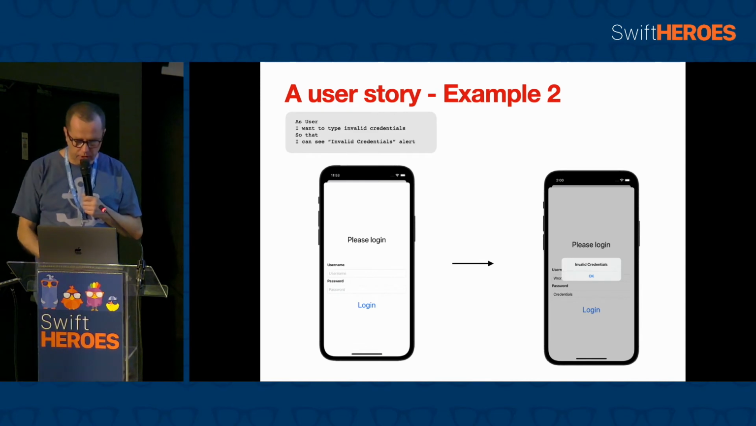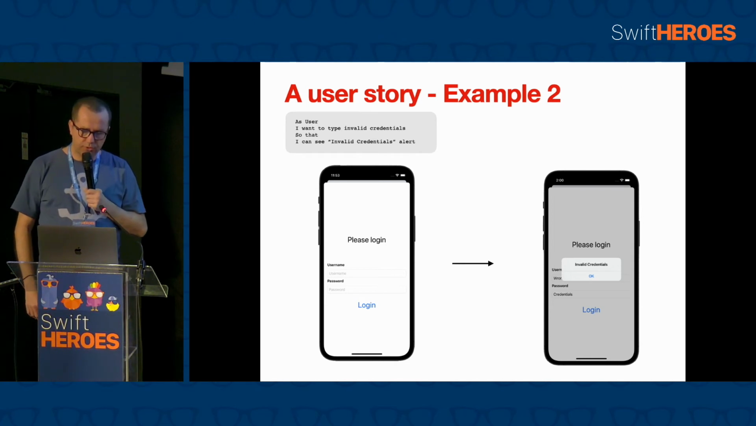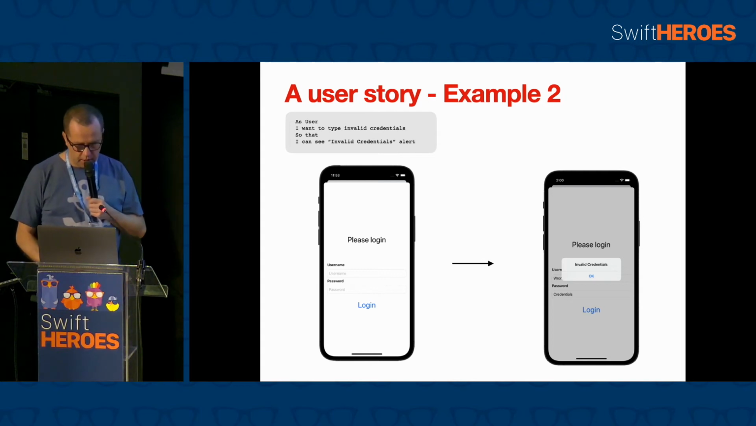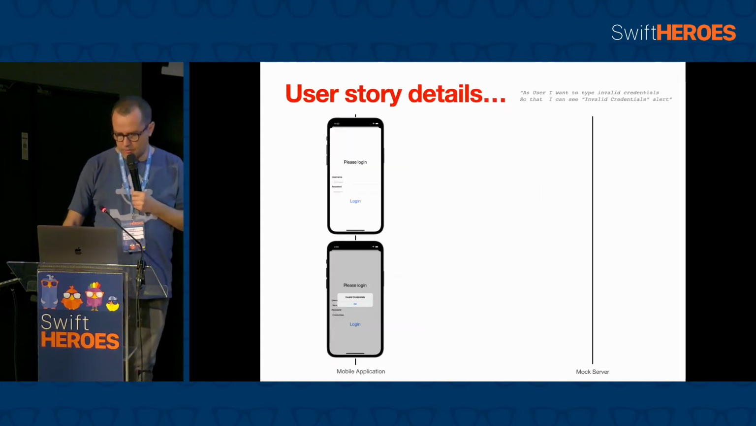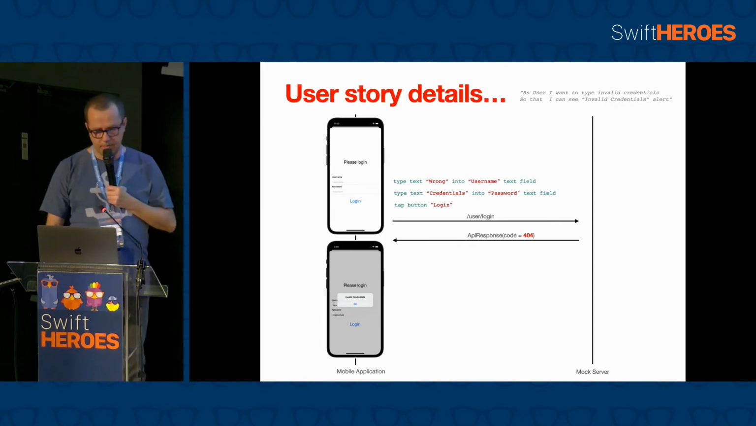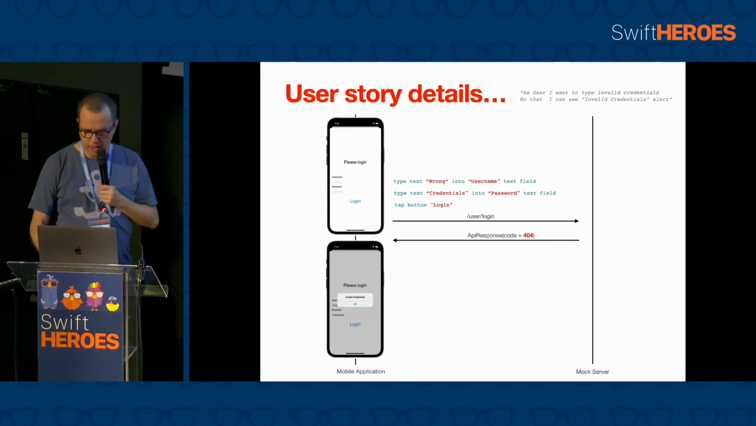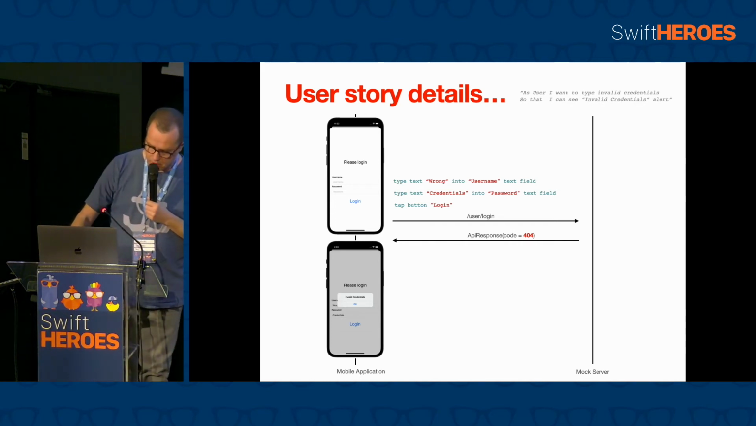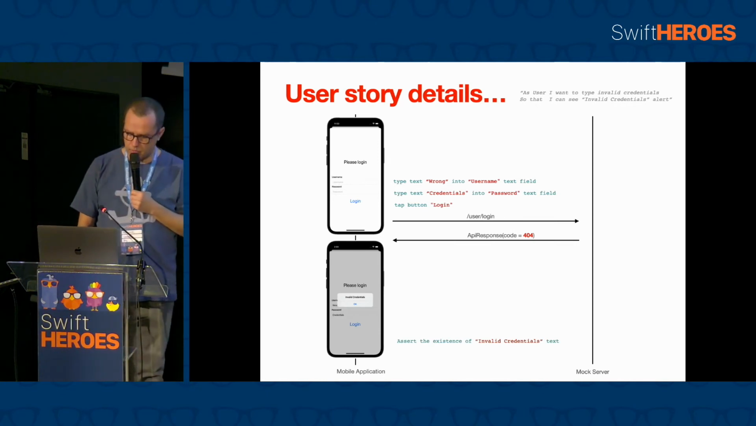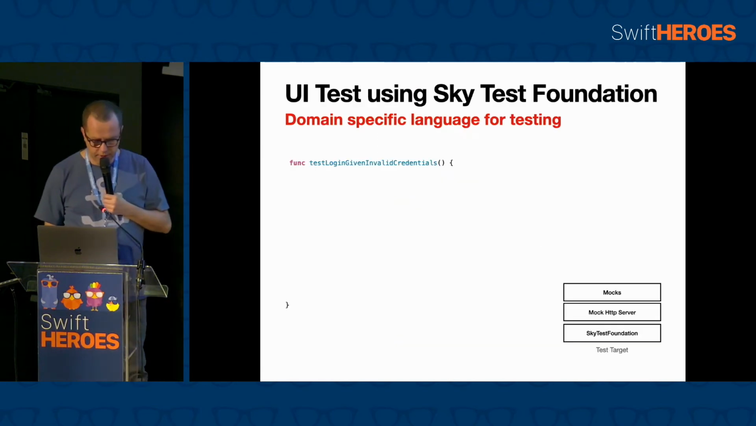The last one before Alex Gotev is, as a user, I want to type invalid credentials so that I can see an invalid credential alert. Again we have the sequence diagram. Right now the mock server returns an unauthorized code, and so the app should show an alert with an invalid credential text. So we have to assert the existence of this UI component.